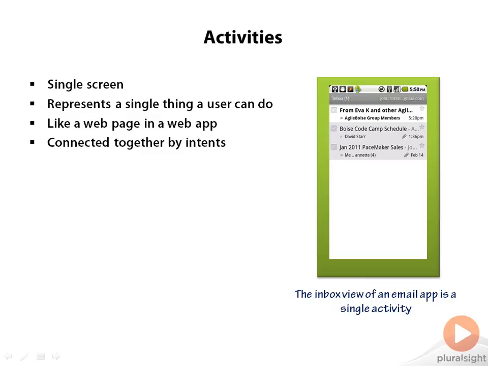application. For the most part, activities should be self-contained pieces of functionality, like looking at the inbox of a mail application or reading a single email message. Activities should generally try not to do many different things, or they start to become confusing. Another good way to think about activities is that they are like web pages and web applications.